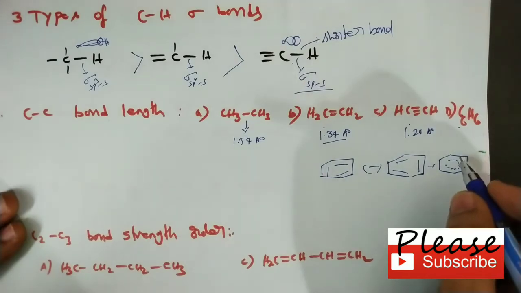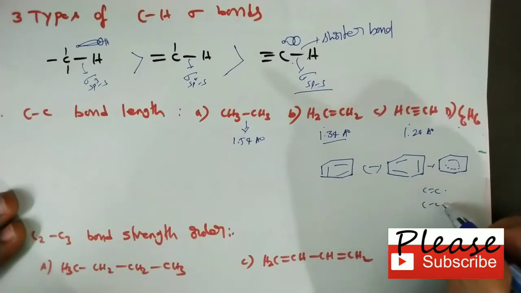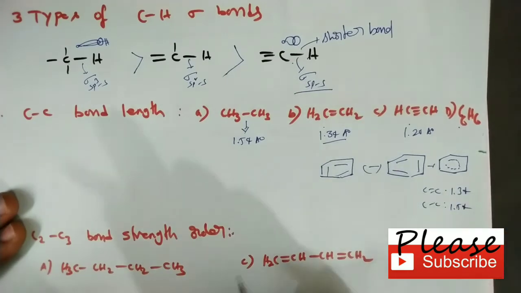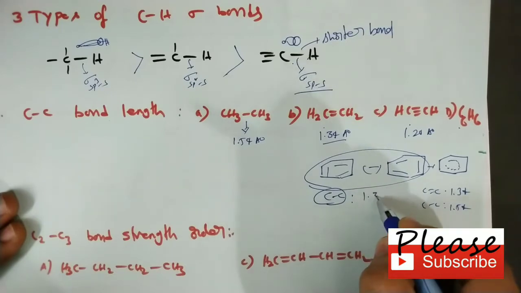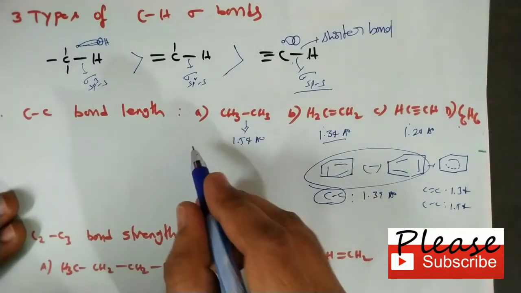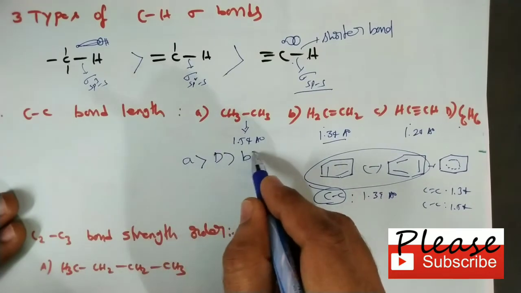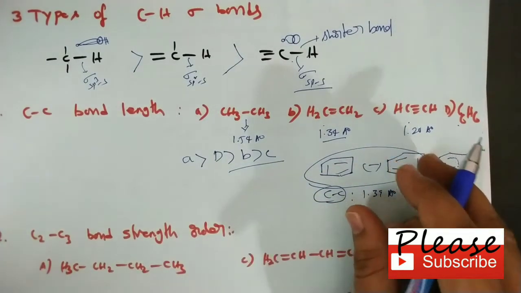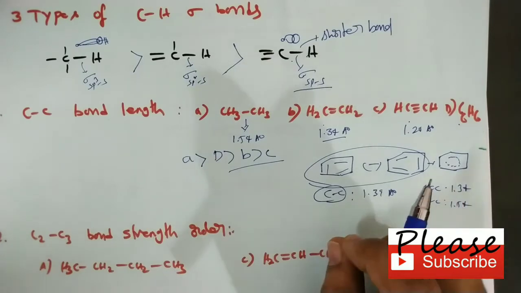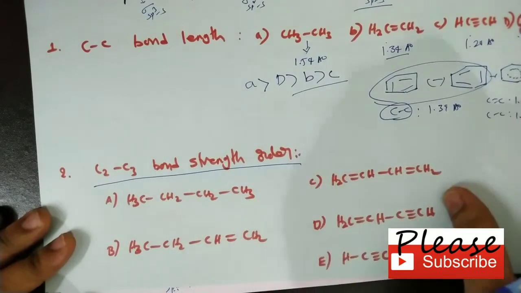So here the bond length is in between the C double bond C, 1.34 angstroms, and the C single bond C, 1.54 angstroms. So ultimately the carbon-carbon bond length in benzene is 1.39 angstroms. So the bond length order is A greater than D greater than B greater than C. Because of the resonance in benzene, the bond length is between the single bond and the double bond. Now compare the C2-C3 bond strength order.